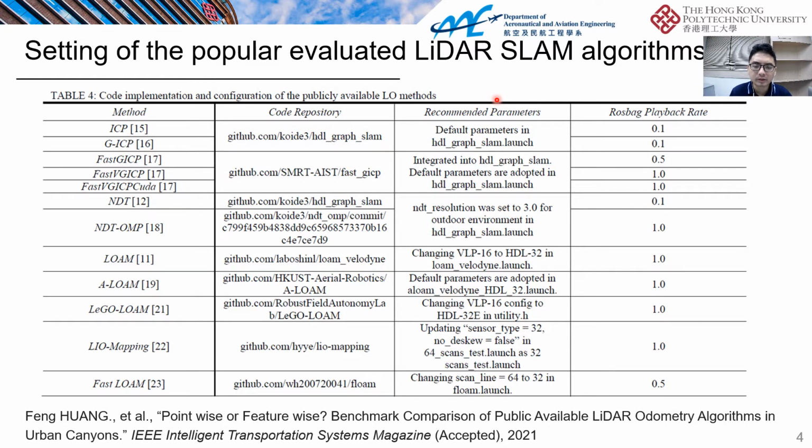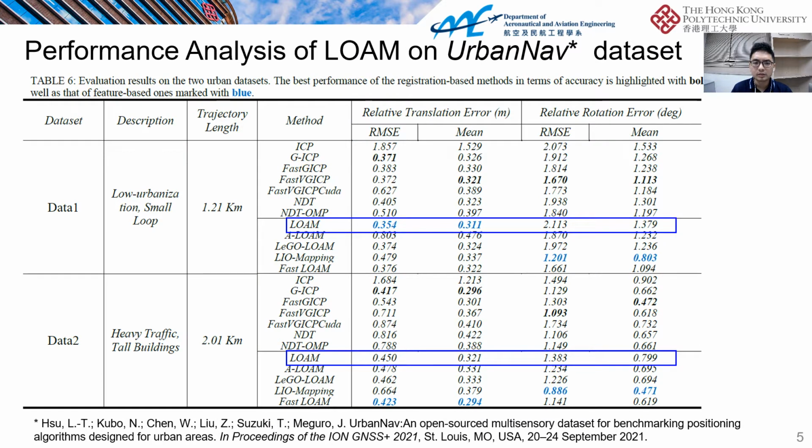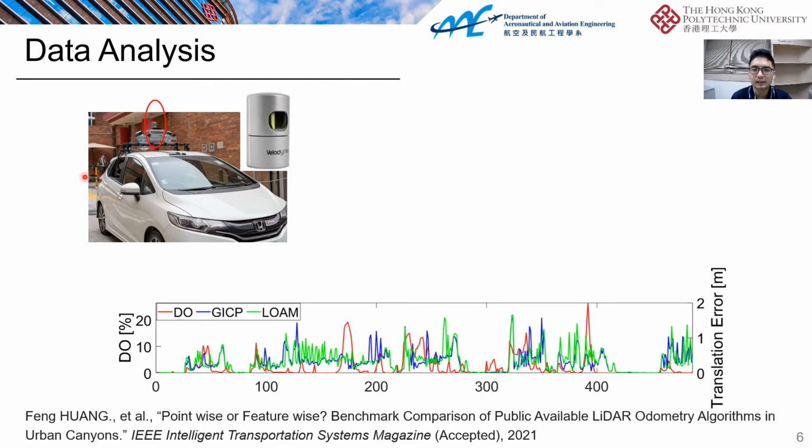We are running on ROS Melodic under Ubuntu 18.04. So the code setting is over here. The evaluation results show that LOAM outperforms other methods in terms of cost efficiency and satisfactory position accuracy. Therefore, we chose LOAM as the baseline for our proposed method. So even for the state-of-the-art LOAM, the performance is still degraded by various dynamic objects.